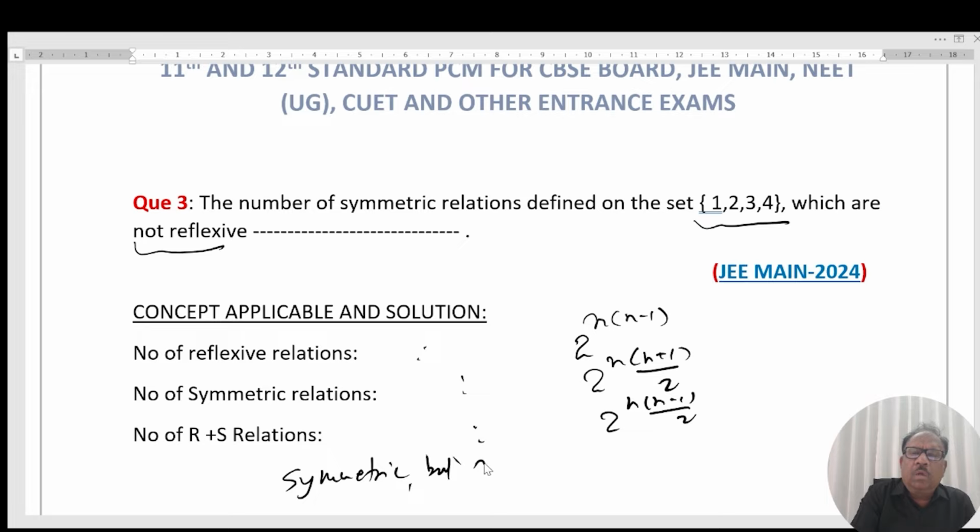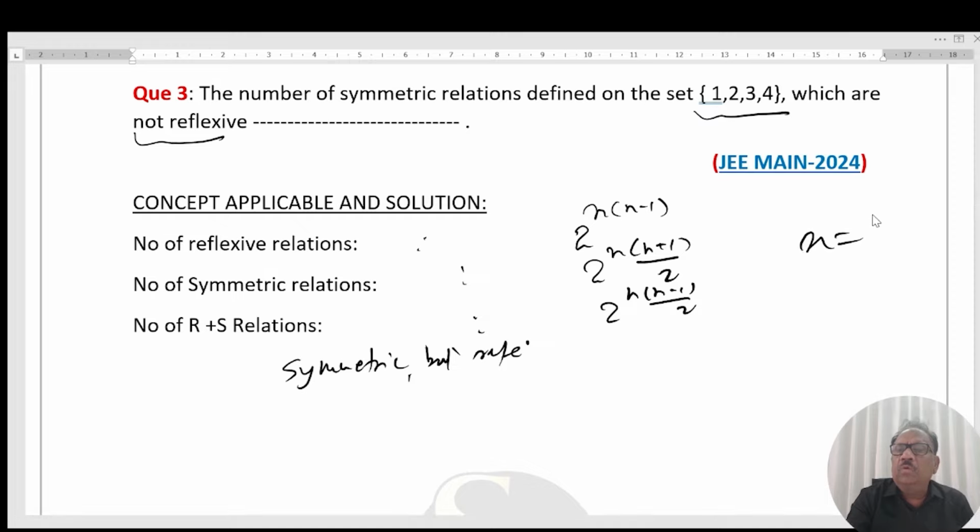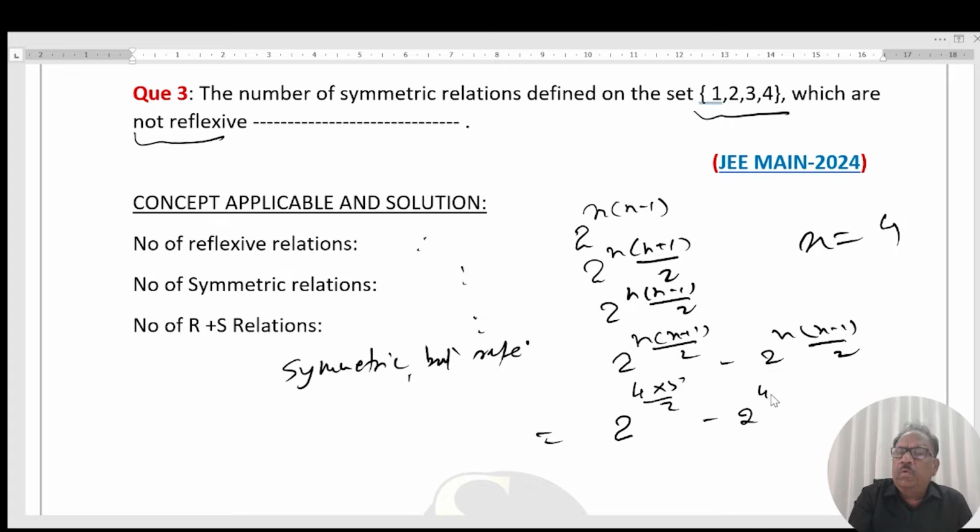Right? Now, our requirement is symmetric but not reflexive. Here n equals 4. So 2 to the power n(n+1)/2 minus 2 to the power n(n-1)/2. Put the values: 2 to the power 4 into 5 by 2, minus 2 to the power 4 into 3 by 2. That is 2 to the power 10 minus 2 to the power 6.